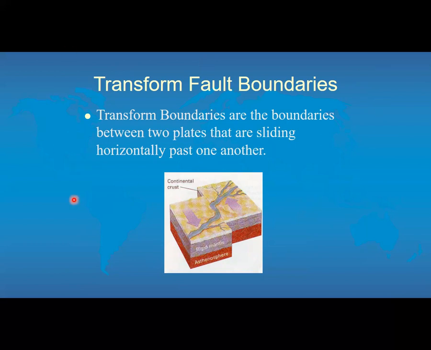There is a giant transform fault in the United States. You can think about somewhere where there's lots of earthquakes, like California. I don't know if anyone has ever heard of the San Andreas Fault, but the San Andreas Fault is a transform fault. Not all of California is part of the North American plate. Some of it's on the Pacific plate.